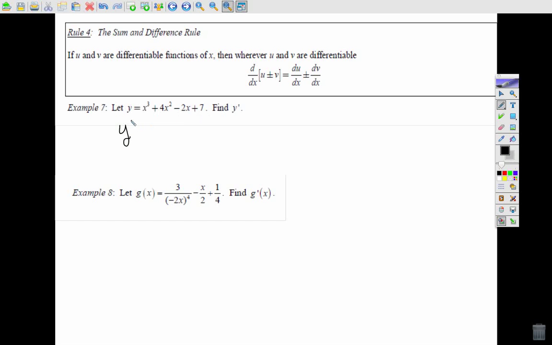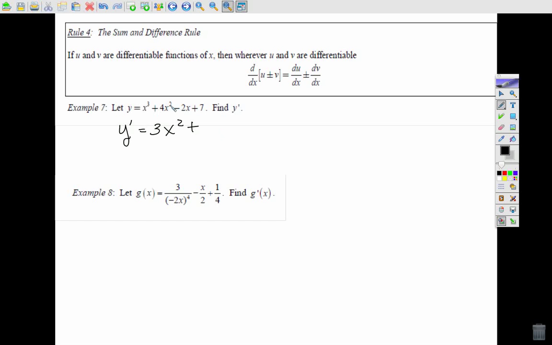get your final answer. Okay, so if y is equal to x cubed plus 4x squared minus 2x plus 7, what is y prime equal to? Well, we just do them one at a time. What is the derivative of x cubed? It's 3x squared. Now, we have a plus here, plus.